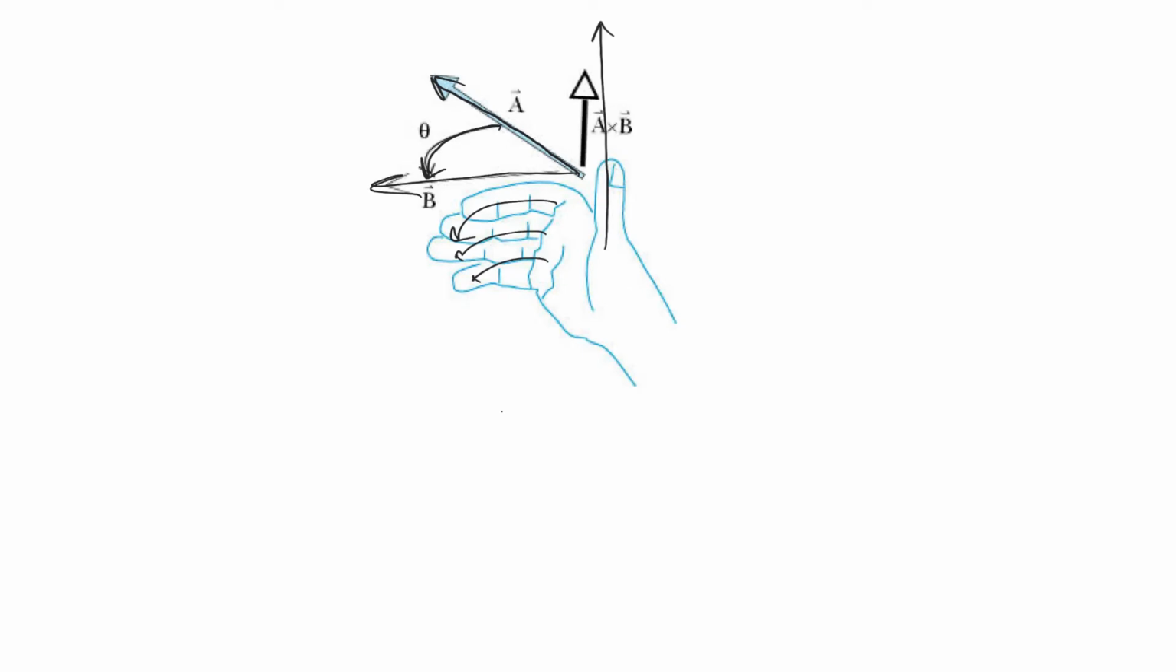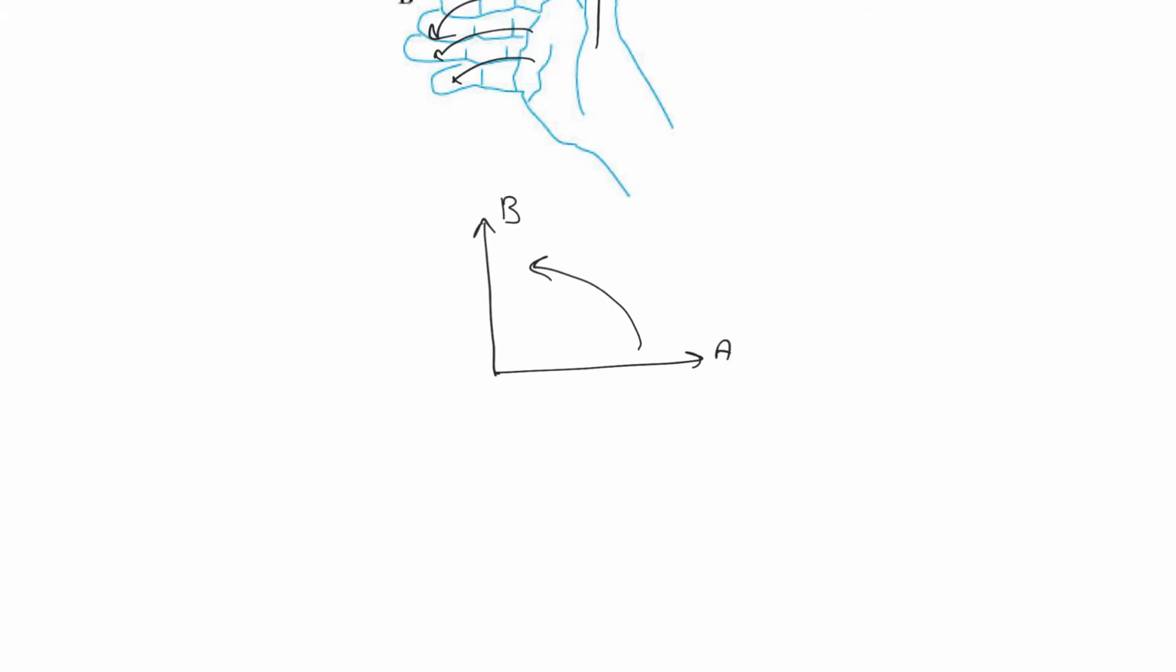We can observe that with an example. Suppose this is our b vector, and this is our a vector. If you hold your curly fingers in such a way that they move from a to b, we can observe that the thumb will be perpendicular to this surface. If you are keeping your book, then it will be perpendicular to the book and outward. That is the direction of a vector cross b vector.